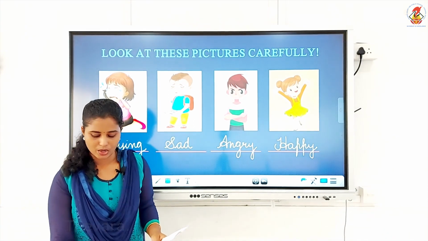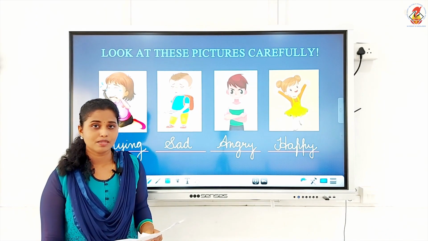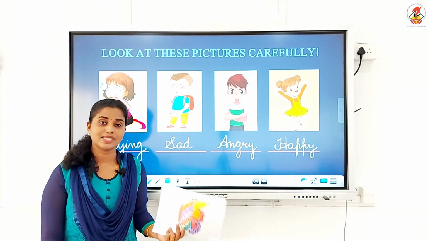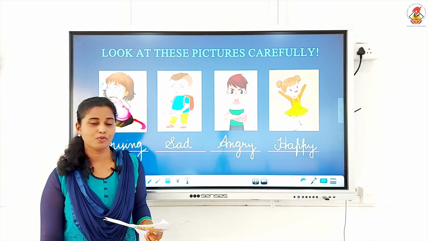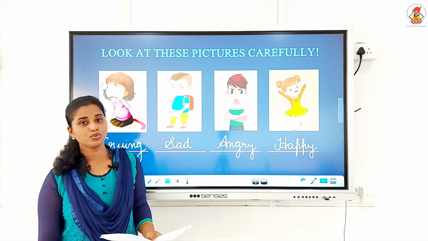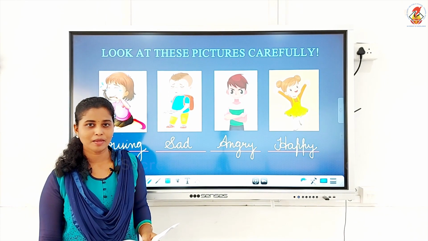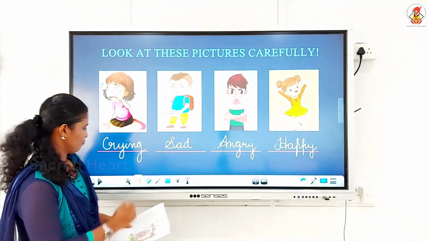Okay? Now, at the end of this session, you will be able to understand the poem, the meaning of the poem, and you will be able to recite the poem. We will be learning how to recite the poem. And you will be able to understand the colors used in the poem and the action words mentioned in the poem. Okay? So, shall we start, children? Yes.